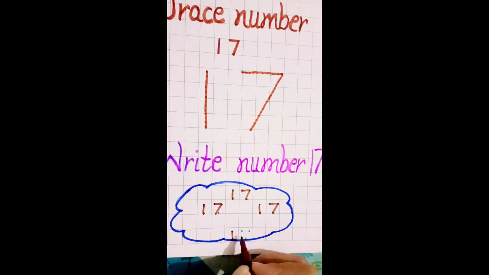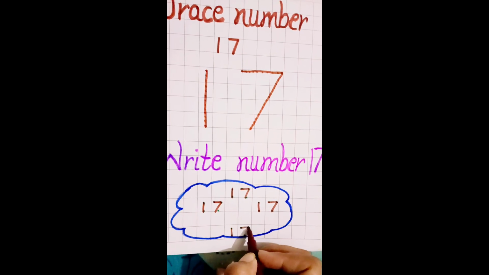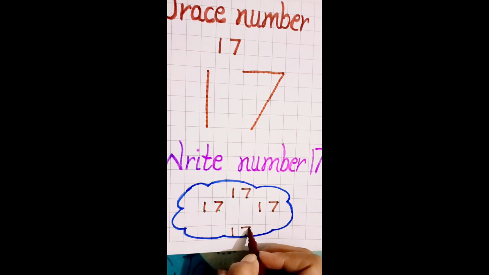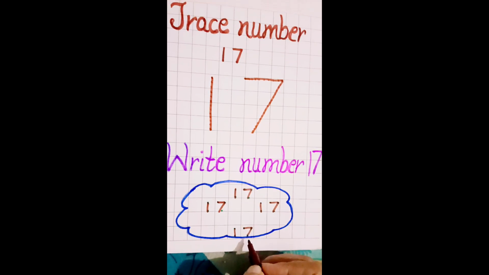Make number 1. Draw sleeping line on the top. Now slanting line. 1, 7, 17.